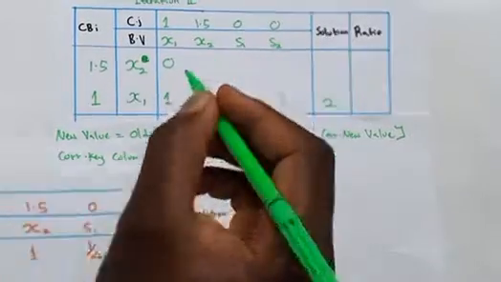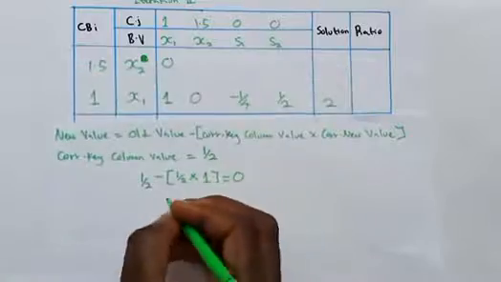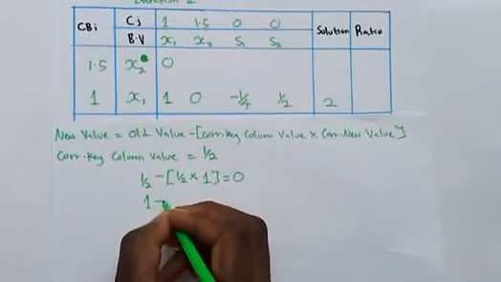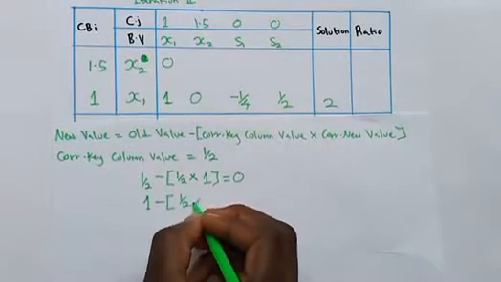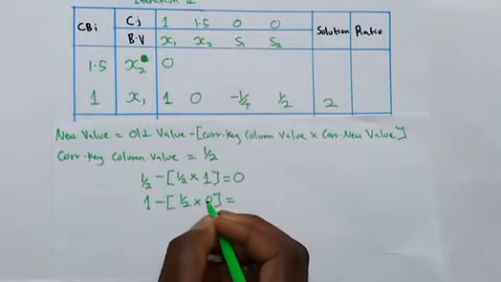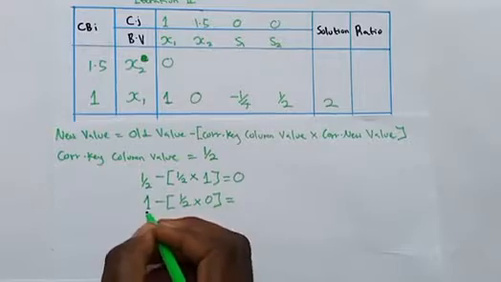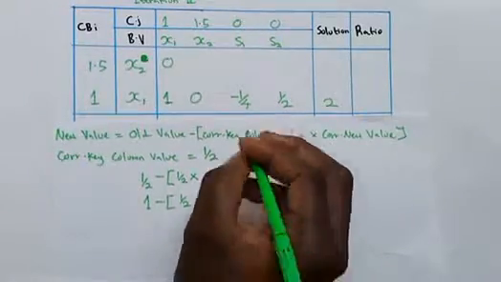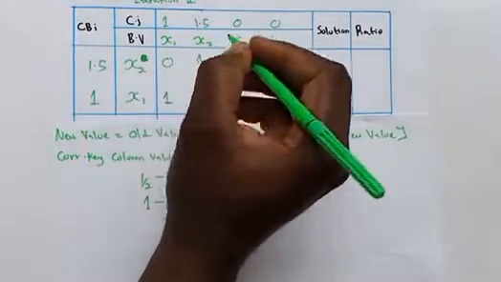For this point, the old value here is 1. So 1 minus 1 over 2 multiplied by 0. So 1 over 2 multiplied by 0 gives us what? 0. 1 minus 0 gives us 1. So here, the new value for this position is 1.